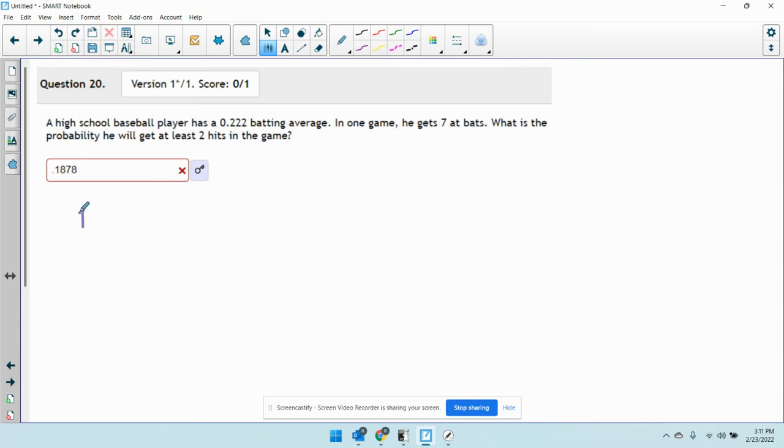So that's the probability of 2 plus the probability of 3 plus the probability of 4 plus the probability of 5, of 6, and of 7 added together. We're not doing all that. I could just say, well, that's the same thing as 1 minus the probability of 0 hits and 1 hit.